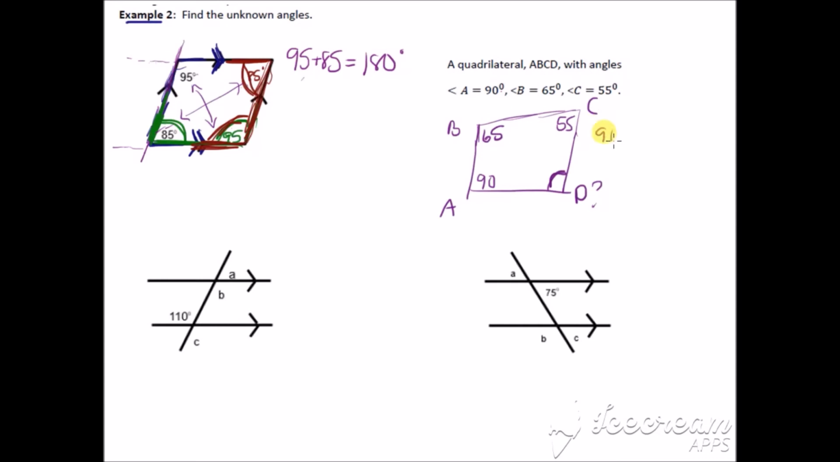We would be adding 90 plus 65 plus 55 plus D, and all the interior angles of a quadrilateral add up to 360. Okay, so these add up to 210. 210 degrees plus D equals 360. And if we bring this 210 over, it becomes negative 210. So we would be doing D equals 360 minus 210, and we would get angle D equals 150 degrees.